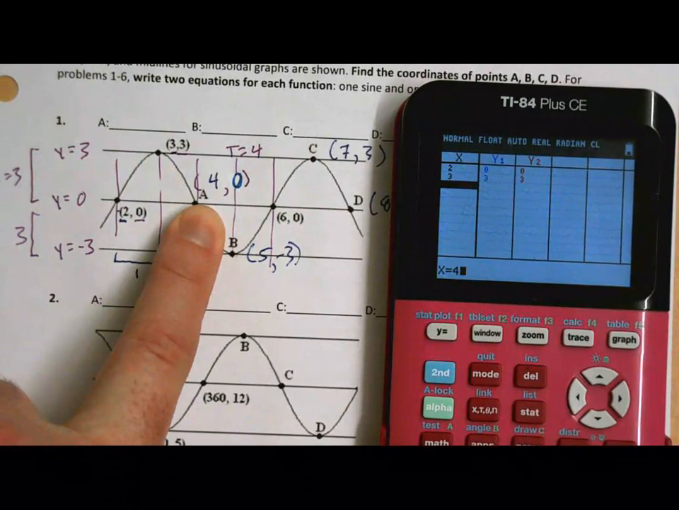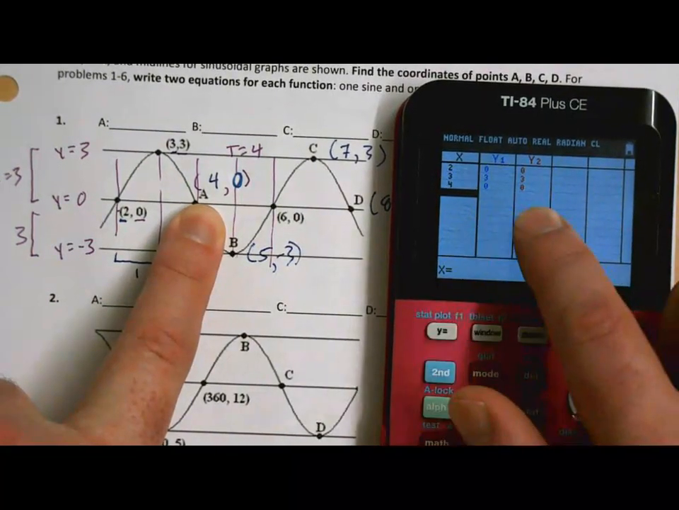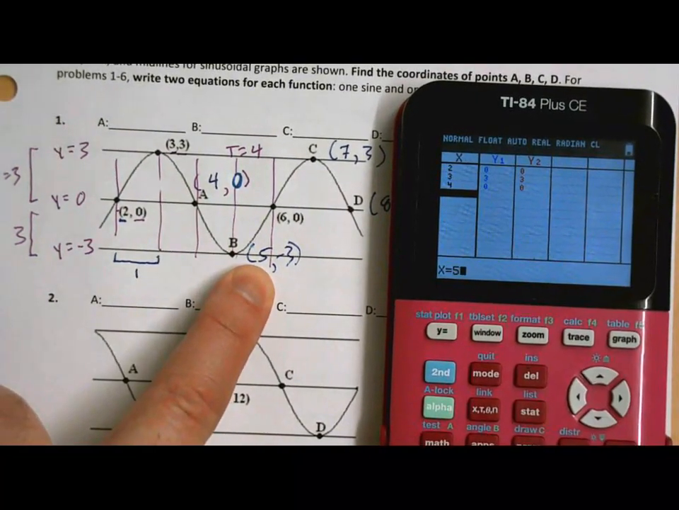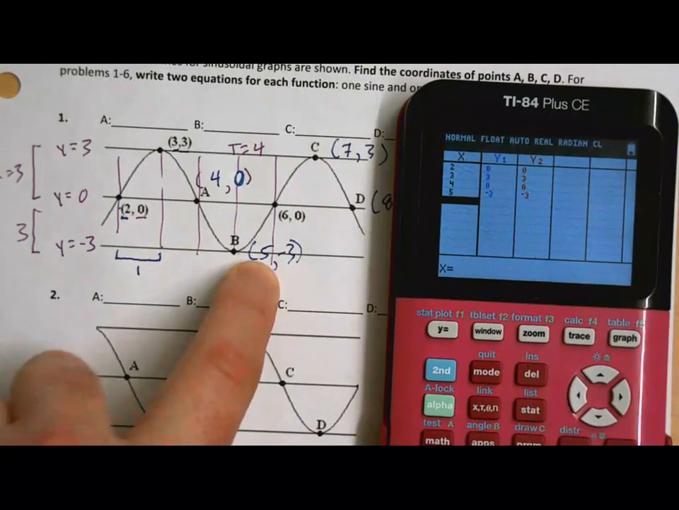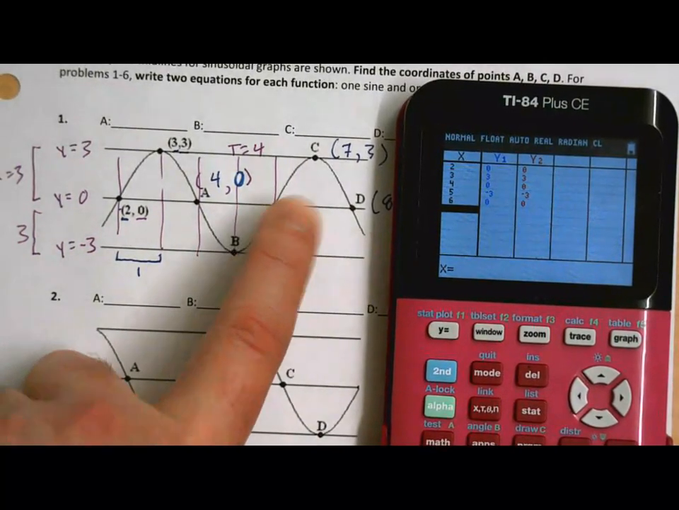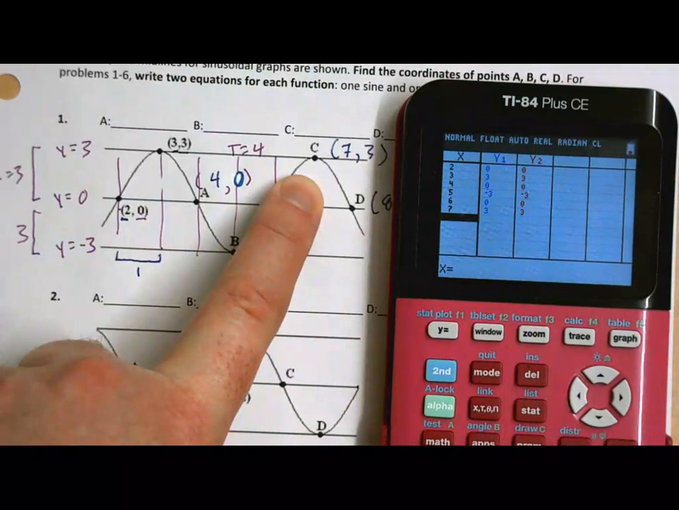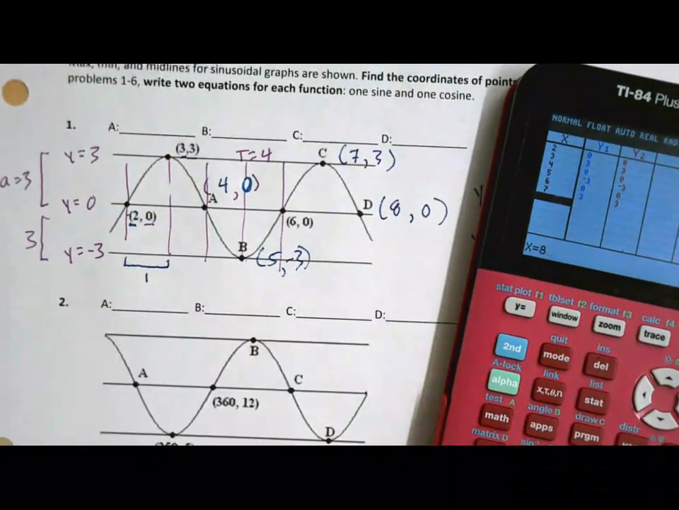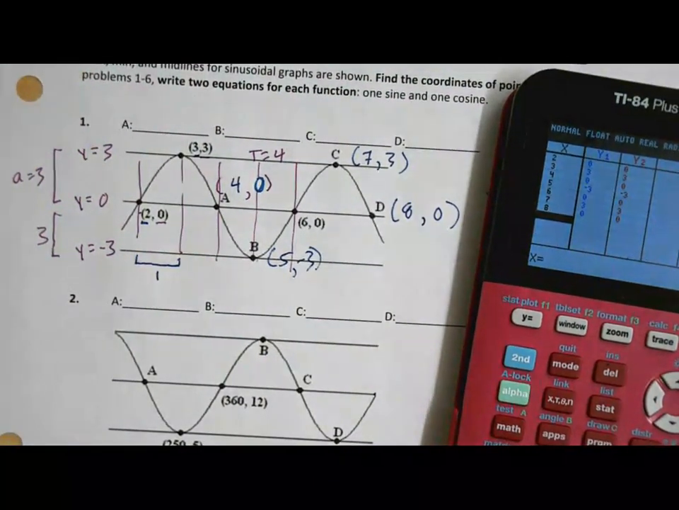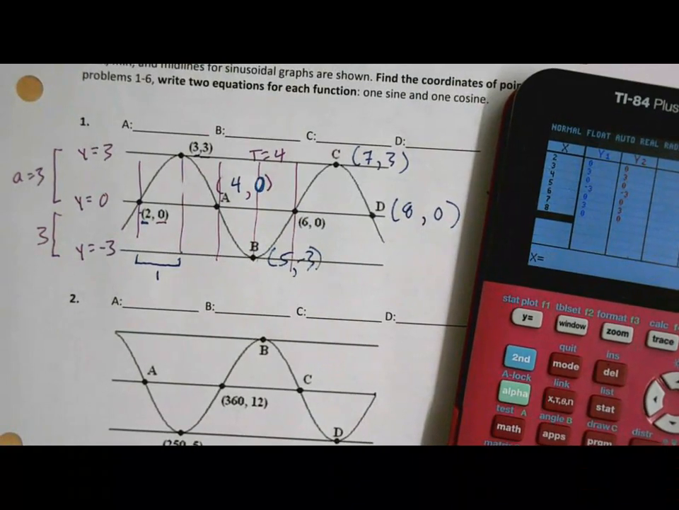Great. If I put in 4 into both of those, I'm getting 0, which is what I want. If I put 5 in for both of them, I get -3. 6 gives me 0. 7 gives me 3. And 8 gives me 0. So my points are correct. My equations match the points.